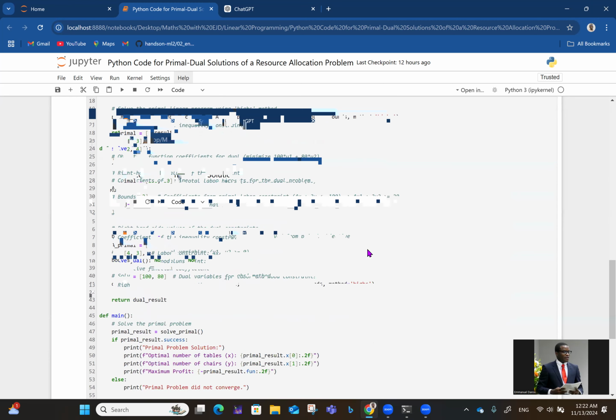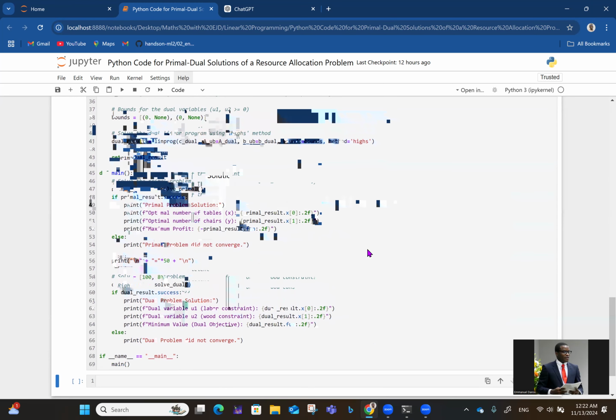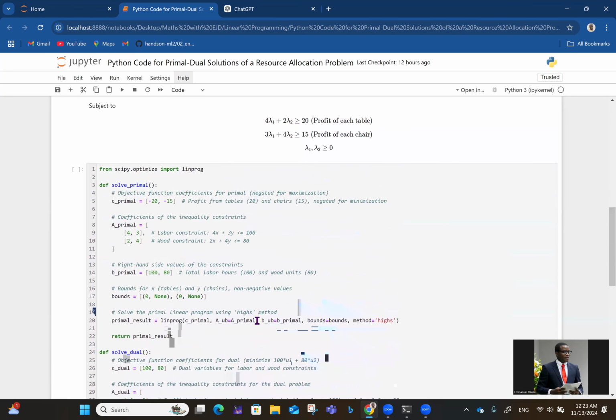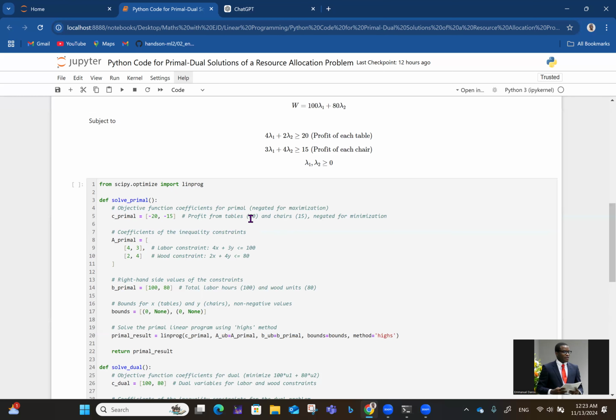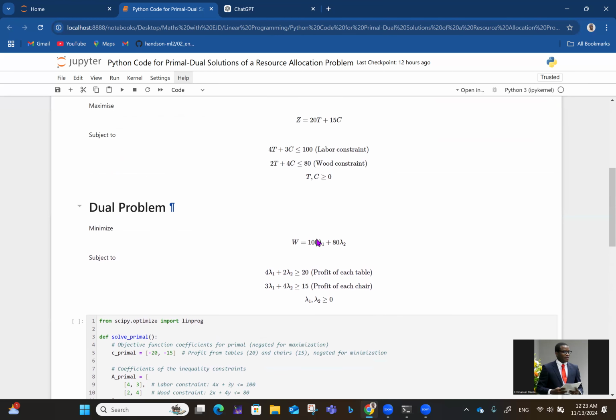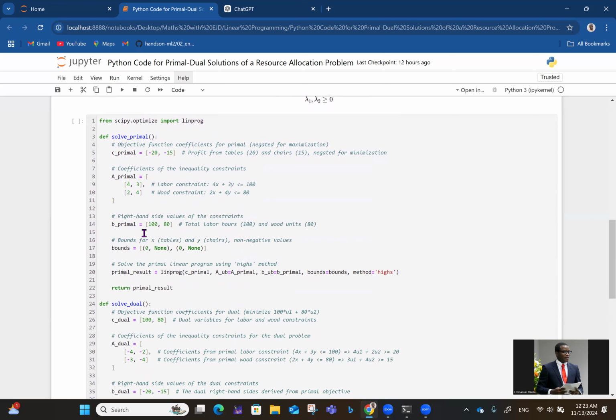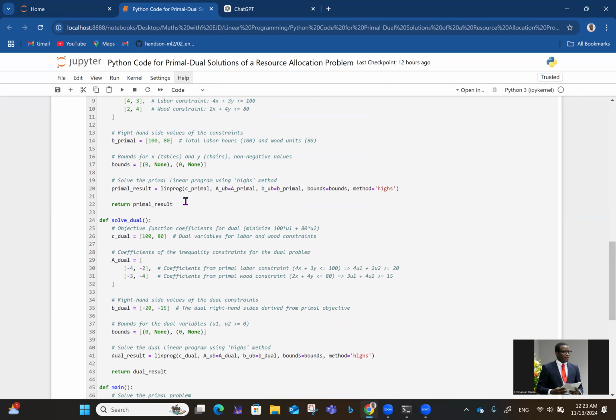So if you come to the code now, we have just about 69 lines of code. So we want to solve the primal problem where you have 4, 3, 2, 4 as the constraint matrix, and then you have minus 20, minus 15 for the objective function. Then, of course, the 100, 80, the right-hand side, and the non-negativity. So the actual solving is happening in line 20. Then that will return the primal results.